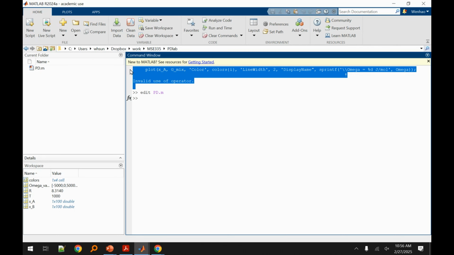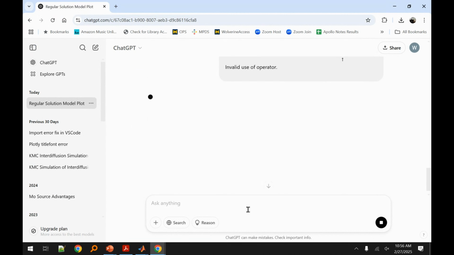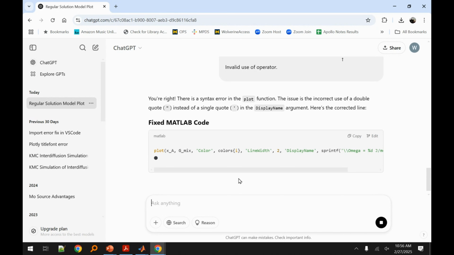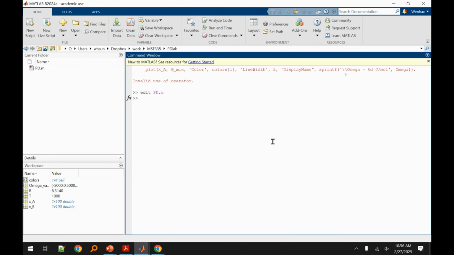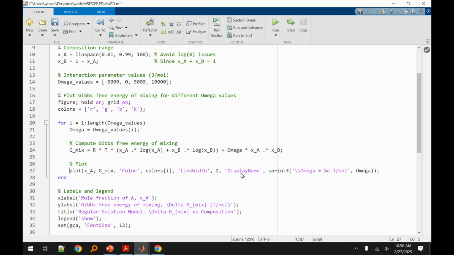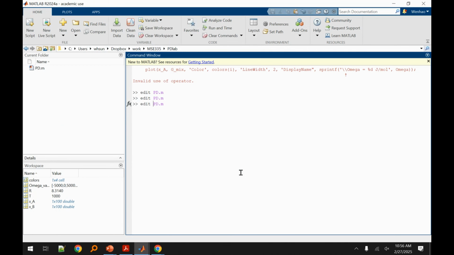You're right. There's a syntax error in the plot function. Normally I'd have to go back and scrutinize it and look at it. And now it's just giving me a fixed line. So the plot is getting fixed. I'll edit pd.m, and then I'll go back to this plot line and write it like this. Let's see if it does better this time. This is an important thing to recognize, which is that ChatGPT doesn't get the right answer on the first try. So look at this. I think that's pretty cool.